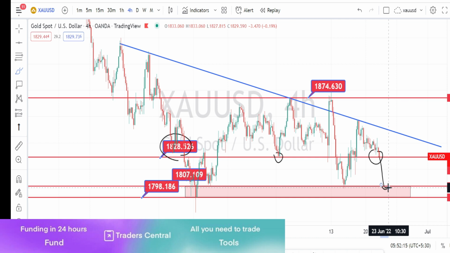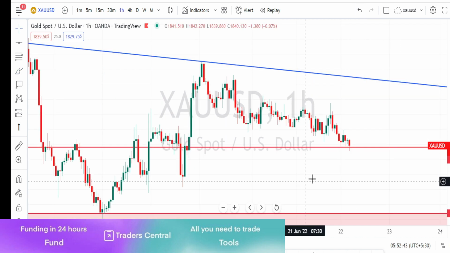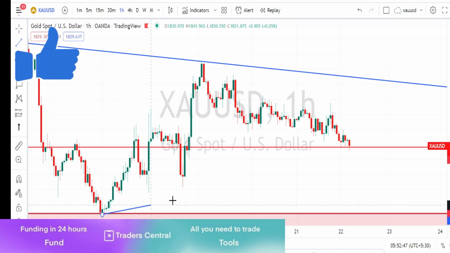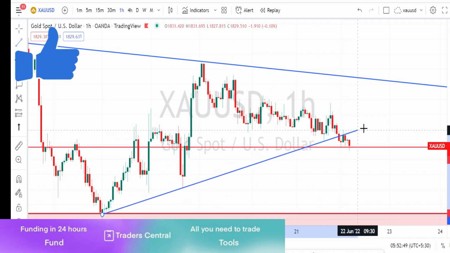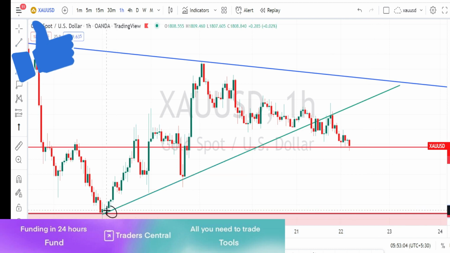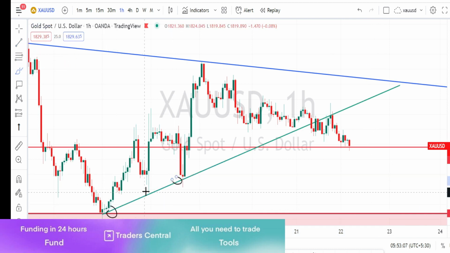Let us do the analysis in hourly time frame. I am in hourly time frame. For hourly time frame, I am drawing one more trend line or the support line. Looking at this support line, we can notice that price has tested this support line several times, and it has given a breakout from this support line. It has also retested this resistance line for now.